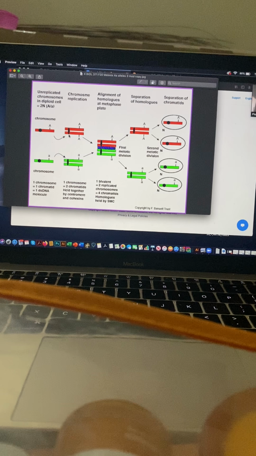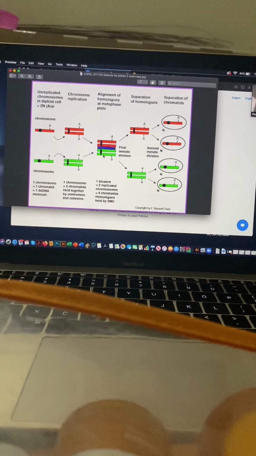This is one chromosome, just as this is one chromosome. These are not two chromosomes. This is one chromosome, one chromosome. So two chromatids held together by the centromere and cohesins. Then they align at the metaphase plate like this.